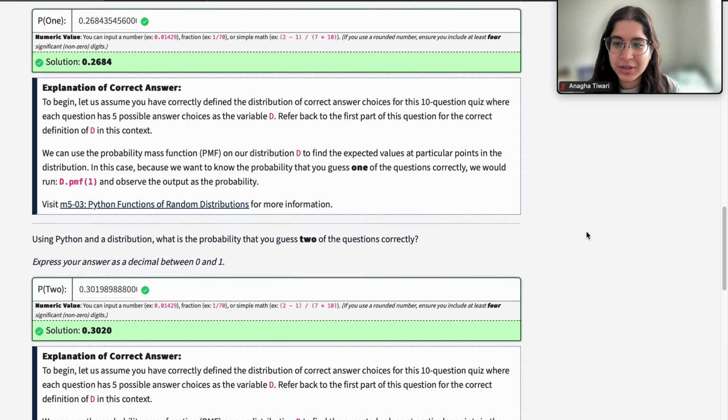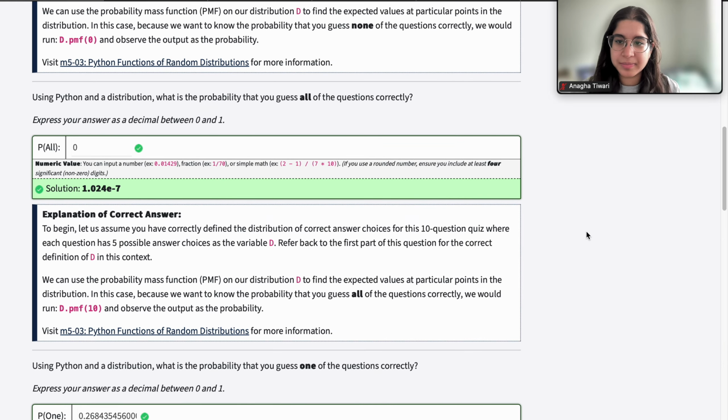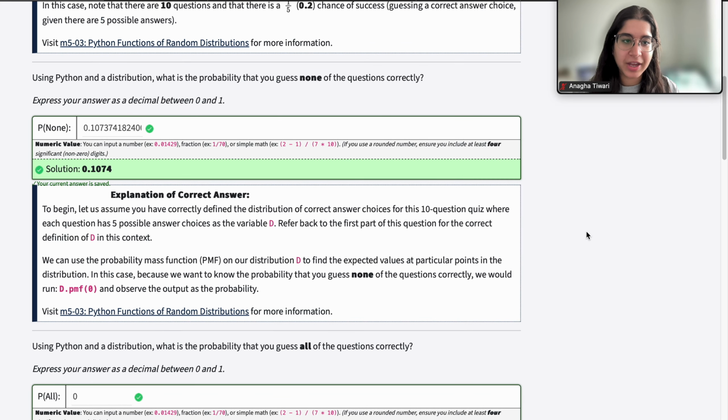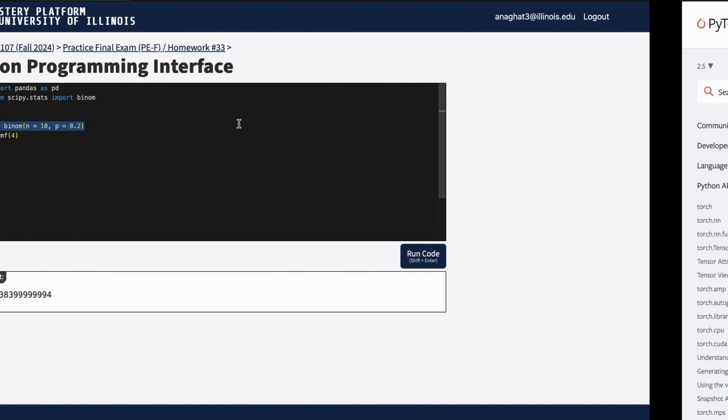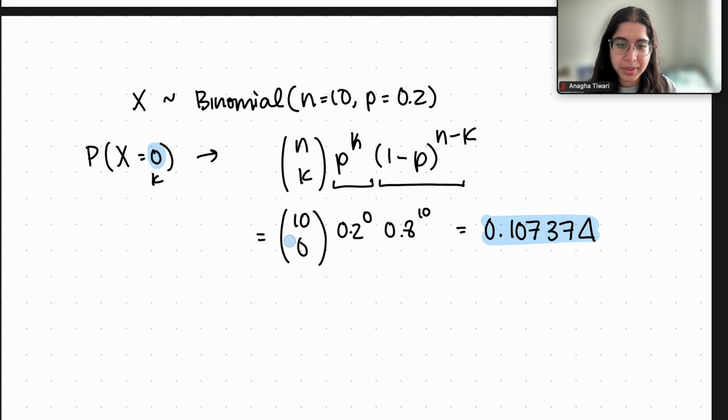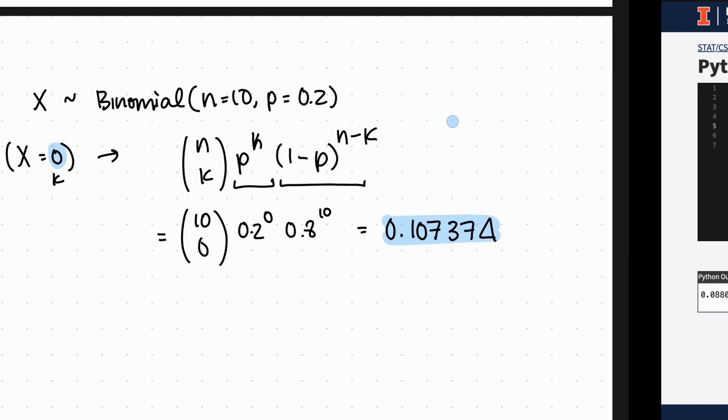I hope this video was helpful. The main component of the problem is identifying what type of distribution you're dealing with, and either defining that distribution in Python, or knowing which formula to use for the probability mass function, and seeing, given a certain value, what my corresponding probability is given this binomial distribution.